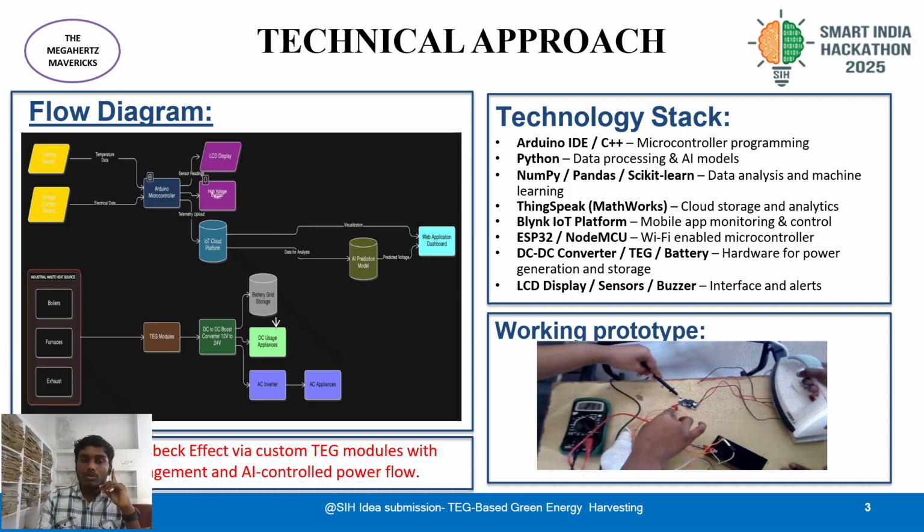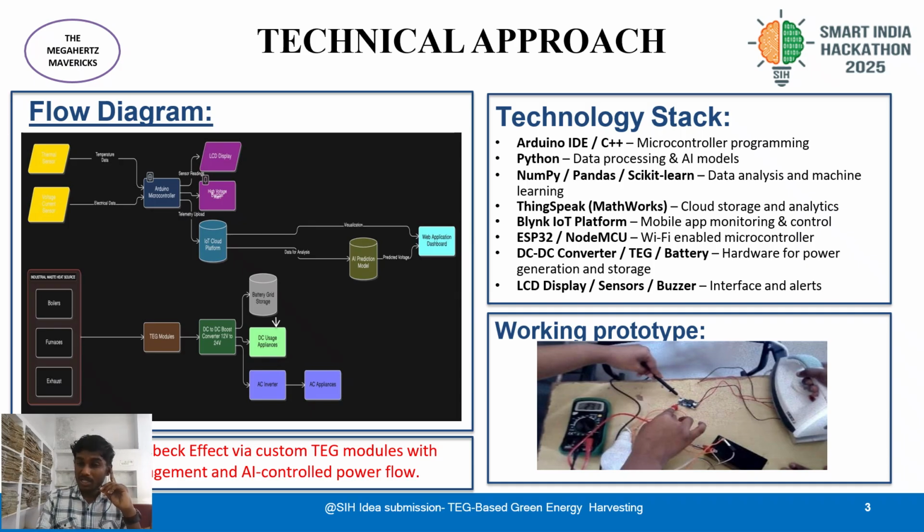From the battery, we supply DC usage applications, because nowadays so many appliances run on DC. So we don't need any rectifiers or converters to convert DC into AC or AC into DC. In case of any AC applications, we can directly use an inverter and provide the AC voltage to the appliances too. So this is the overall setup of our flow diagram.